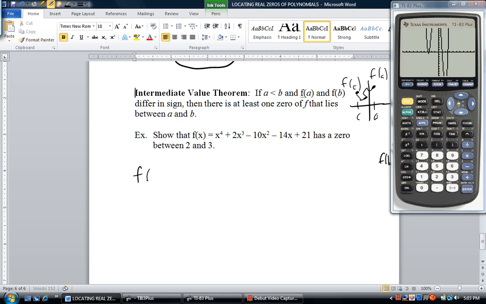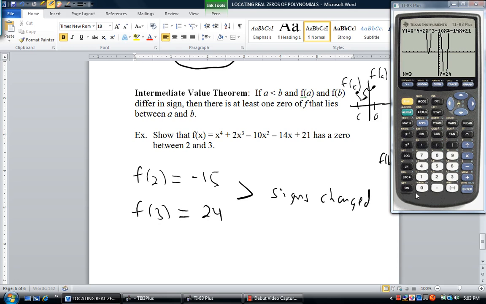First thing we want to do is find f of 2. And all that means is you take the 2 and substitute it in there. What I'm going to do is hit trace, then enter. You can also use the table, but sometimes you're dealing with fractions, so it's better to use the trace. And we get negative 15. And I'm going to find f of 3, which means I just hit 3, enter. We get 24. Notice, the signs changed. That must mean that 0 is between those two.